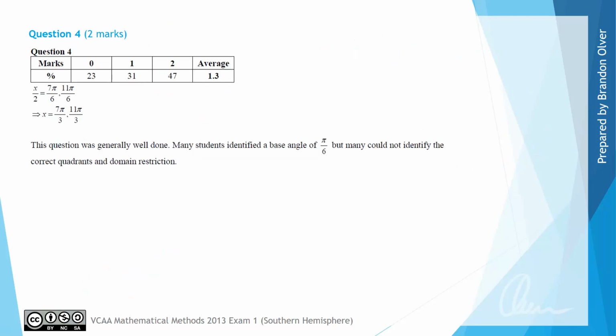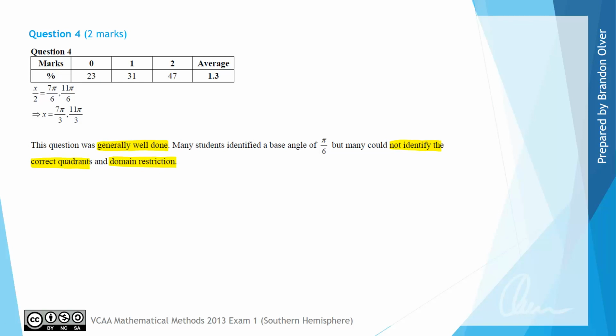Now from the examiner's report, we can see that this question was generally well done, with 47% of students obtaining both marks for the question and 31% of students making some progress on the question. Many students identified a base angle of pi on 6, but many could not identify the correct quadrants and the domain restriction for this question.